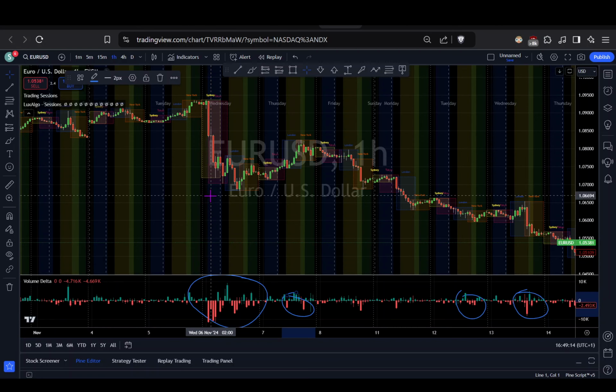Here the time is 01, 02, 03. Something happened here at my time, currently in the night. Here, 10. So this is all the way from London through to the beginning of the New York session, and then the volume kind of dries out. And again, something happens here, for example here as well, although not outlined.